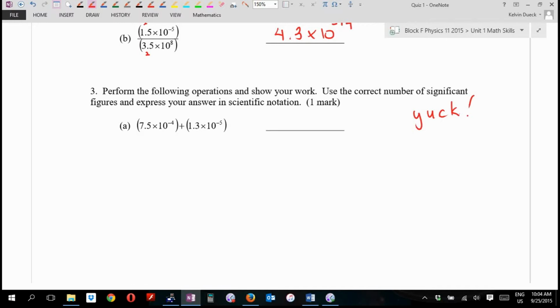Mr. Dueck, how do you add and subtract with scientific notation? You really don't. You need to write this as 0.00075. Ryan, 10 to the what? You're right. 1, 2, 3, 4. The 7 is the 4th digit.